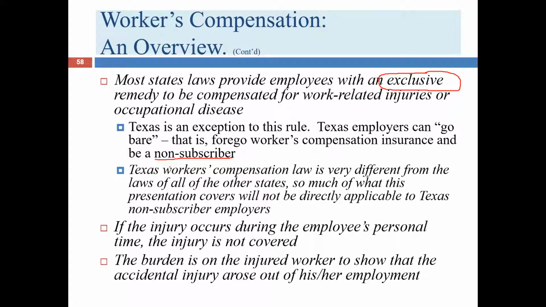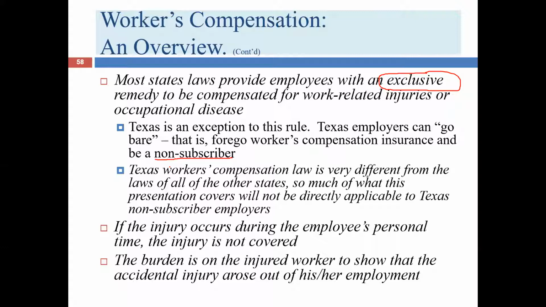For one thing, you may well be supporting employers who have operations in other states. And certainly in those other states, even if an employer has chosen to go bare in Texas, that employer is still going to have to provide workers' compensation insurance protection to its workers in the other states. So you still do need to know about this.